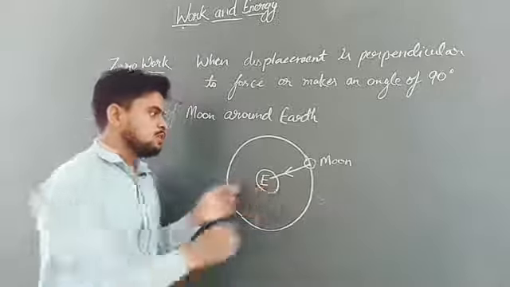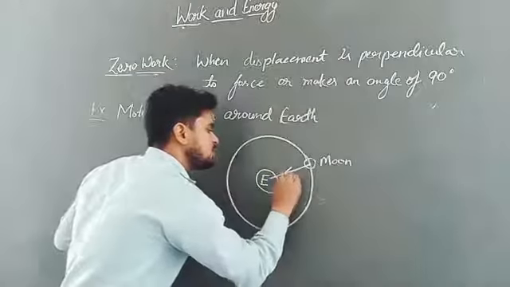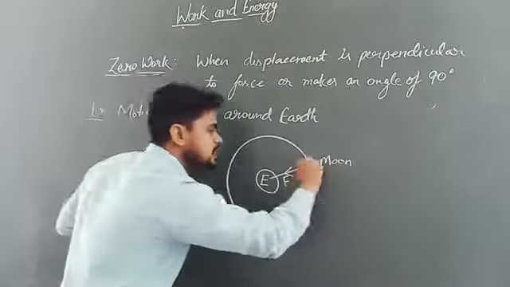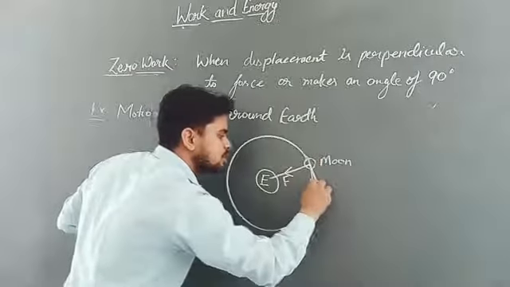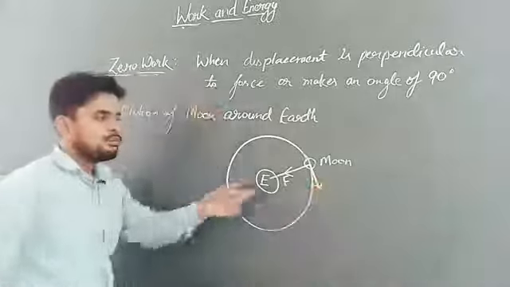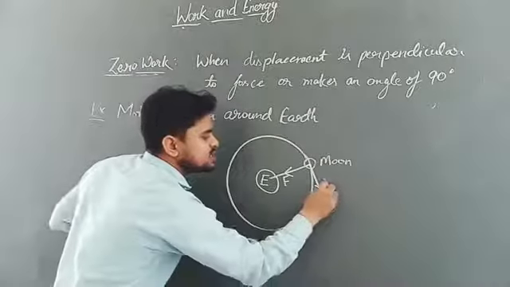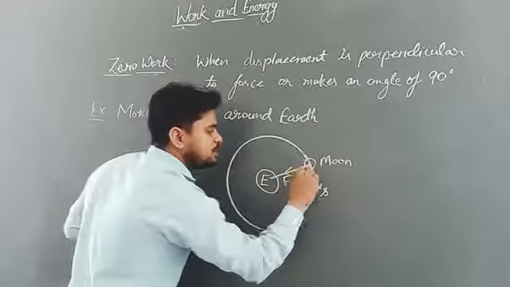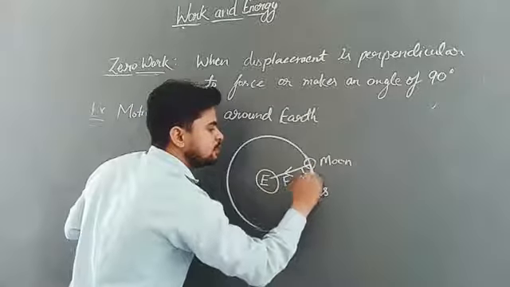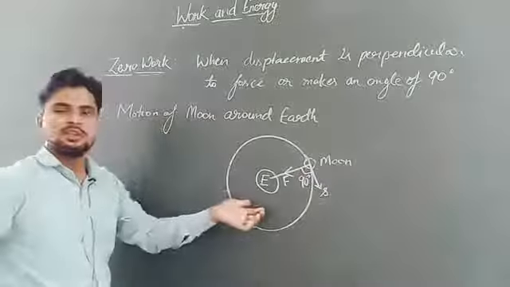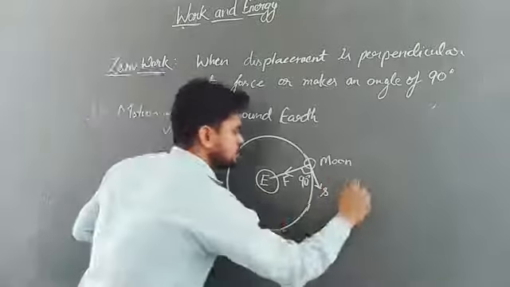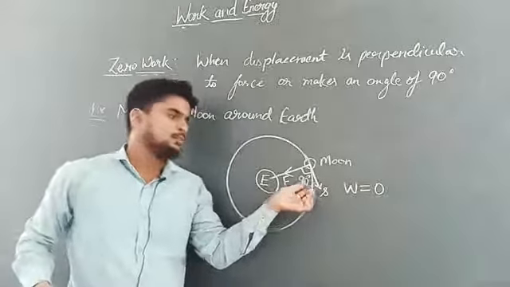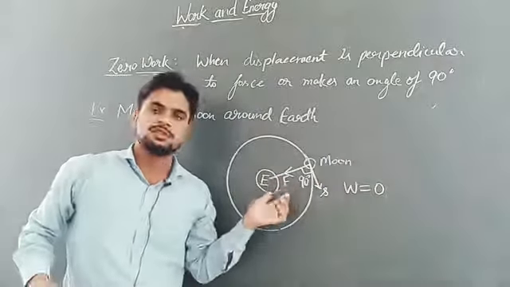So this is the direction of force, and the direction of motion is along the tangent. So this is the direction of motion of the moon. So we can say this is the displacement and this is the force, and the angle between these two is 90 degrees. So here the work done will be zero. Why? Because here is an angle of 90 degrees between the displacement and force vector.